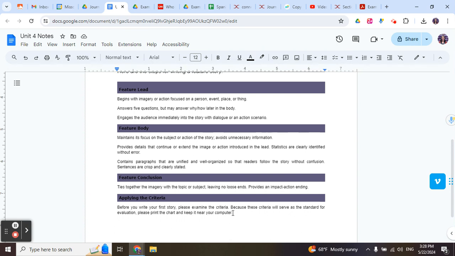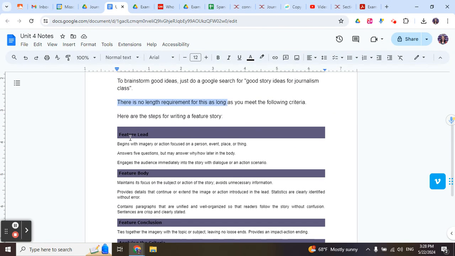And just make sure that you look at the criteria. Make sure that you understand what you need to put in. Include some primary sources if you can. Include some quotations if they're going to help. Anything that's going to make this story good and actually factual.